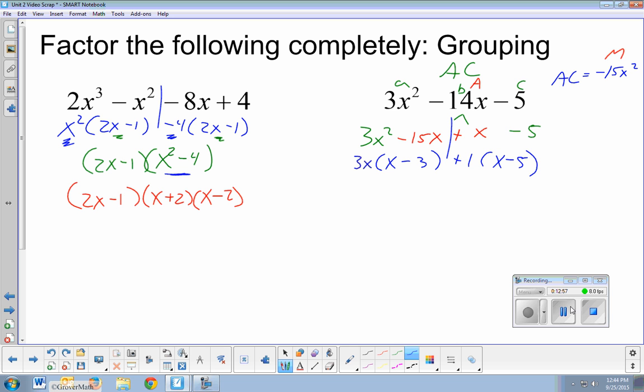Hold on. I made a small mistake, and I don't know if you caught it or not. You probably did. This isn't a 3. When I take 3 from negative 15, I get negative 5. And that's the beautiful thing about this method of grouping: these need to match. And they weren't matching, so I knew something was wrong. All right, well, I take that x minus 5 away from both of them, and I'm left with a 3x plus 1.